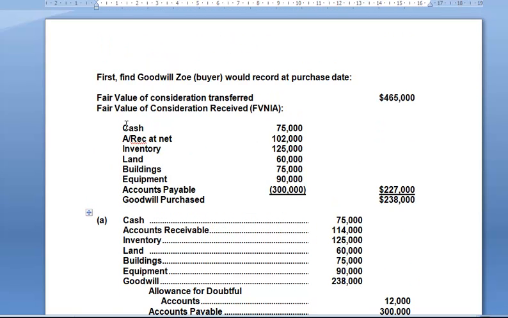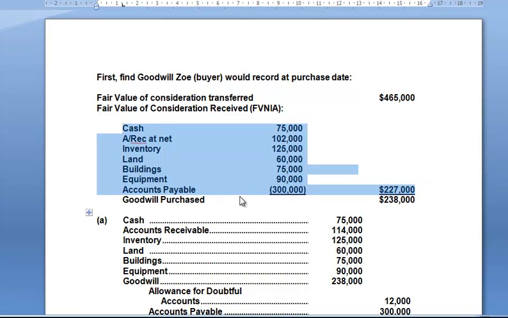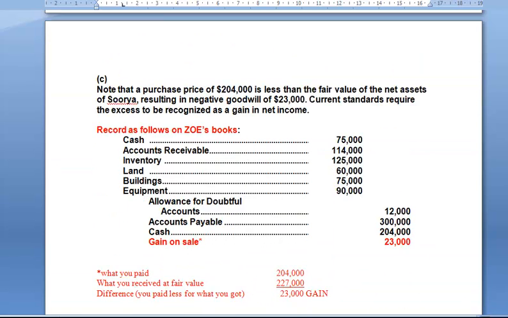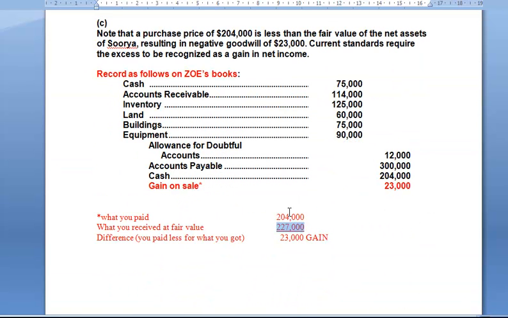So when Zoe recorded any goodwill that it might have got, it's looking at the fair value of the net identifiable assets that I got. Well, that was $227. So now if you compare what you paid to the value, you paid less. You got a bargain purchase. Remember, they refer to this in the textbook as a bargain purchase, because you paid less than what you got. So this is a $23,000 gain. Negative goodwill is recognized as a gain on sale in the buyer's books. Again, Zoe is the buyer.